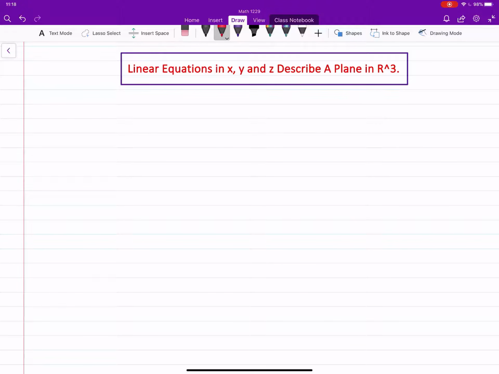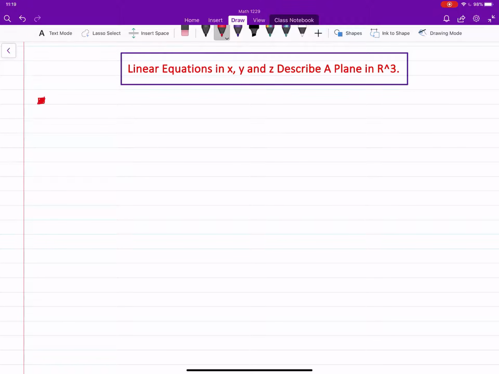Hi, in this video we will talk about only one sentence. Linear equations in x, y, and z describe a plane in R3. This is basically the first sentence of section 1.3 and we want to understand it in detail. Okay, let me start by breaking this sentence down into pieces so it is easy to understand.